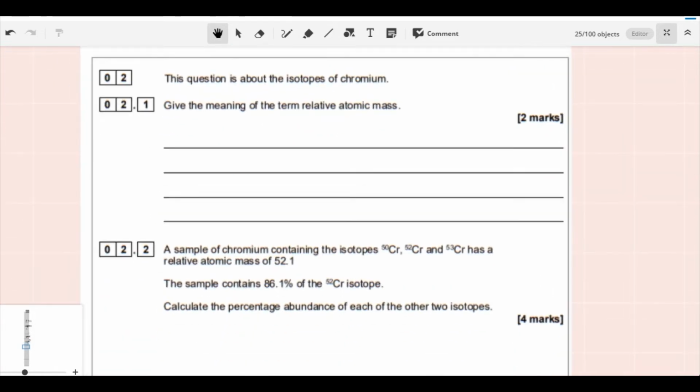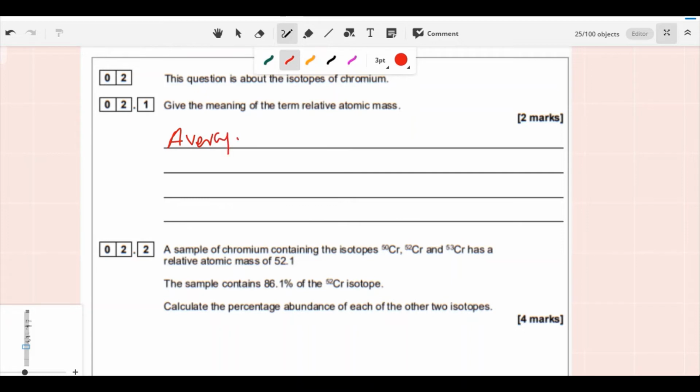Okay, so now we are going to solve question number 2. This question is about the isotopes of chromium. Give the meaning of the term relative atomic mass. As you know, there are a lot of definitions regarding relative atomic mass. For example, another name of relative atomic mass is average atomic mass. That is the mass of one atom of an element equal to 1/12th the mass of one atom of carbon-12, or you can write a more precise definition, that is average mass of element or relative atomic mass.